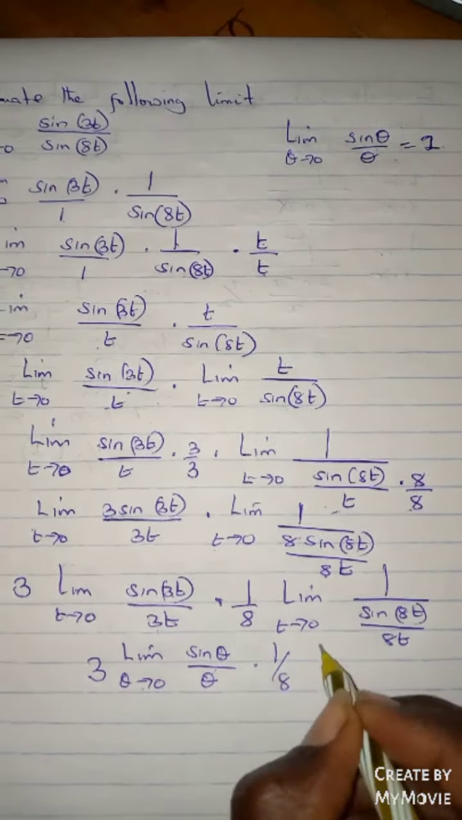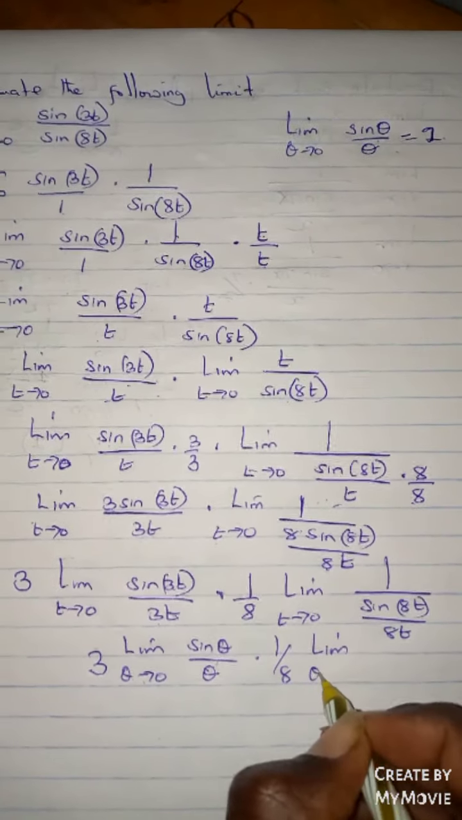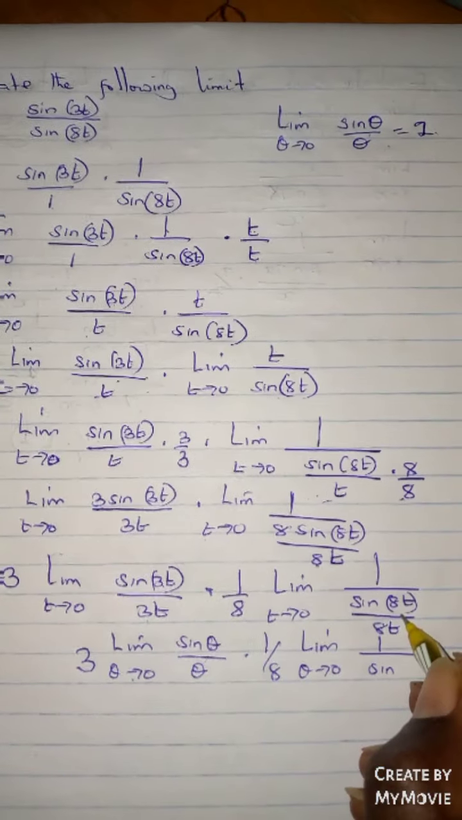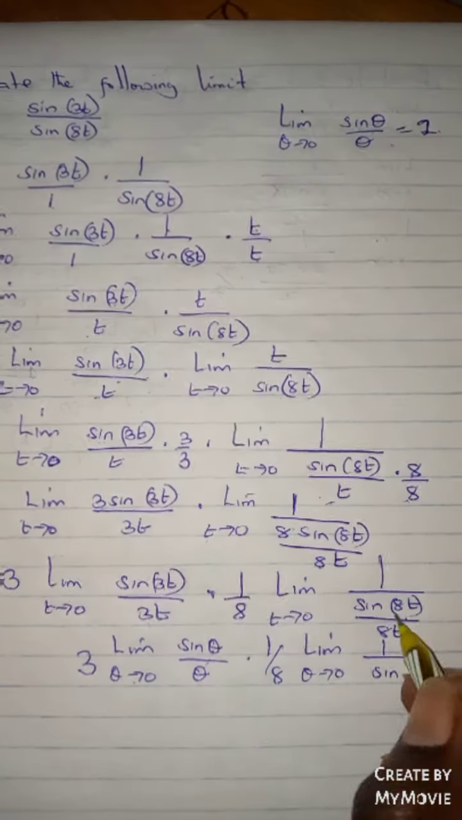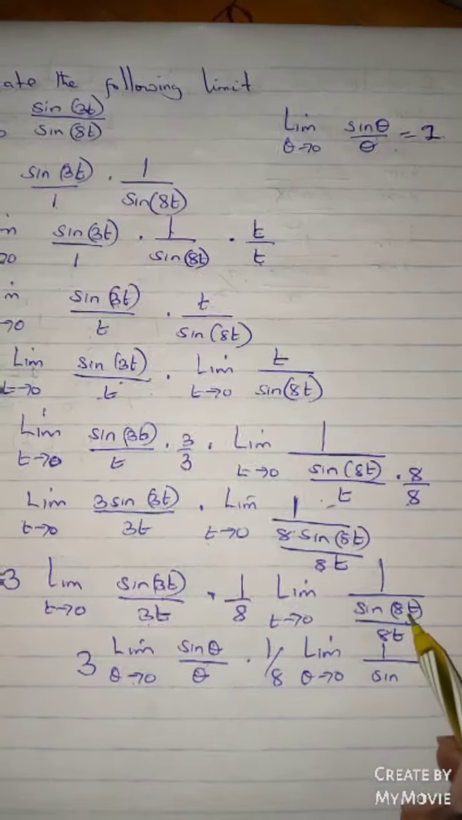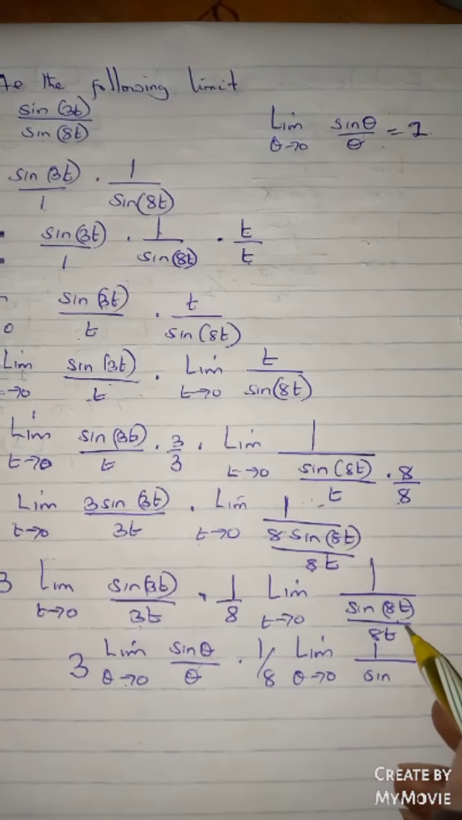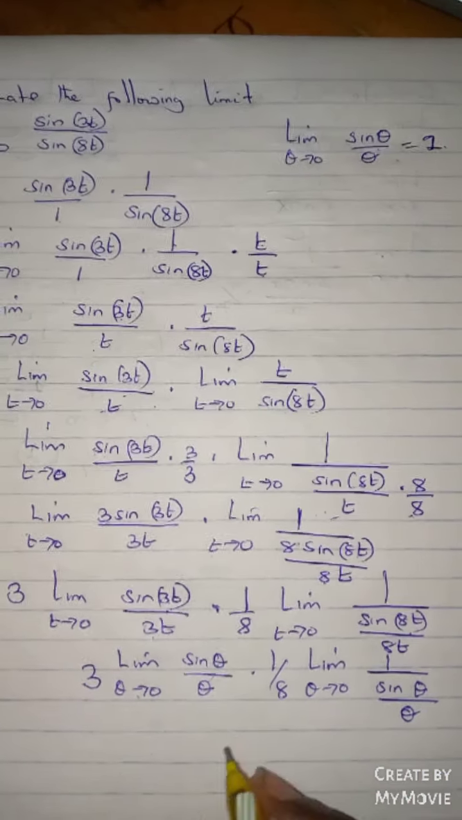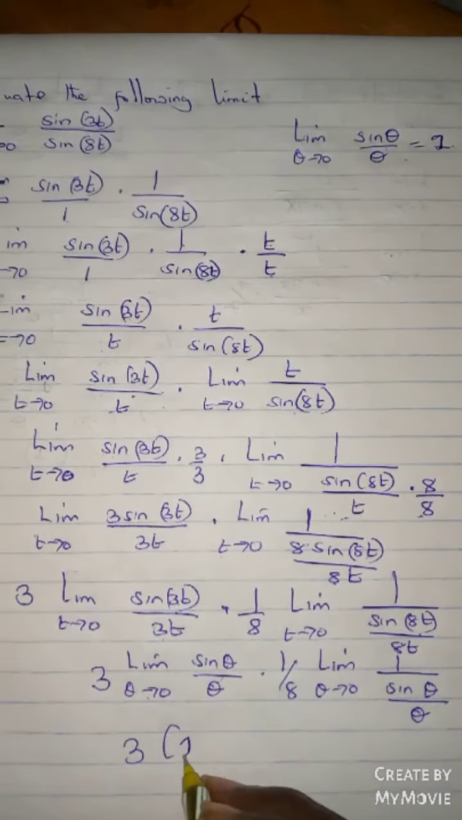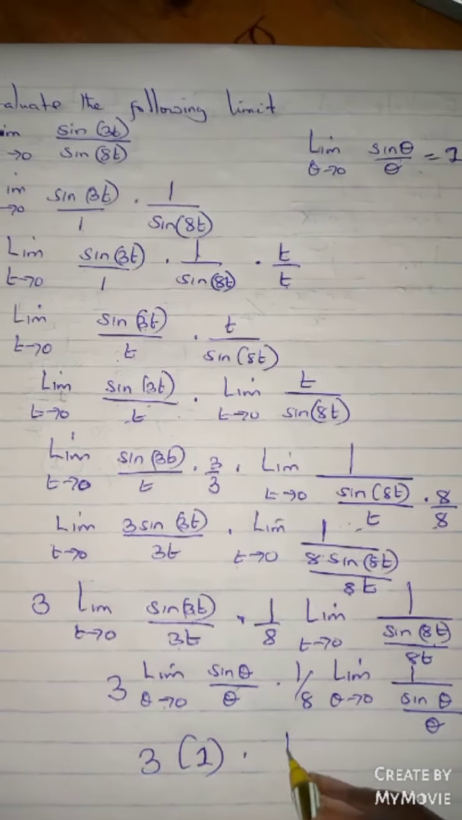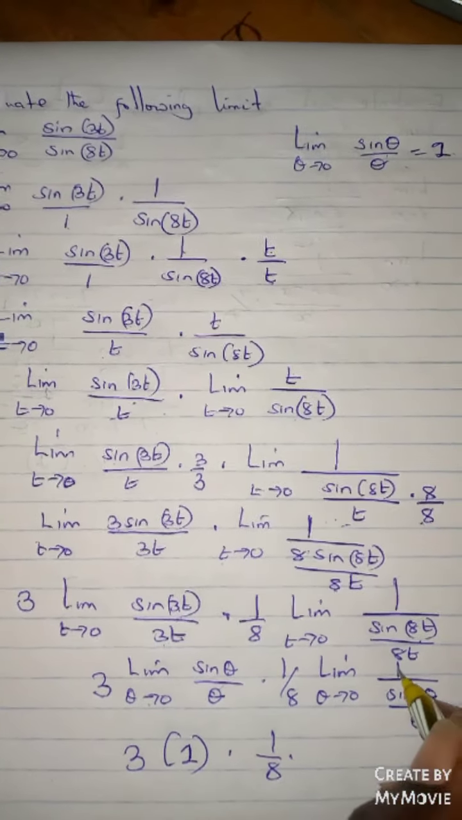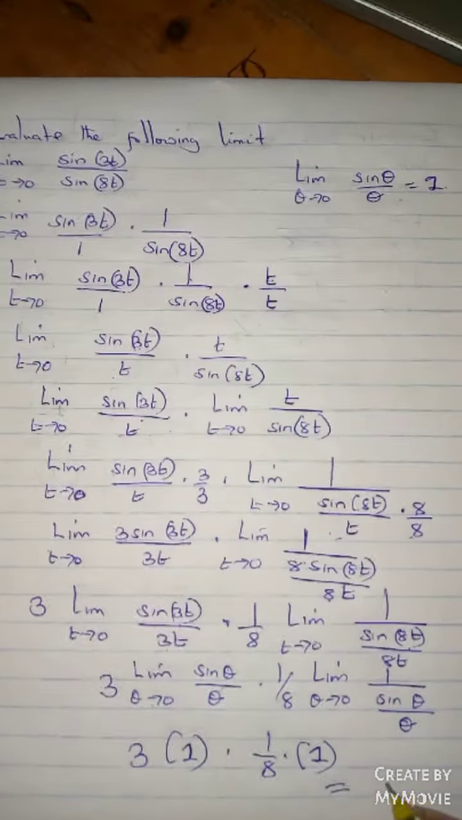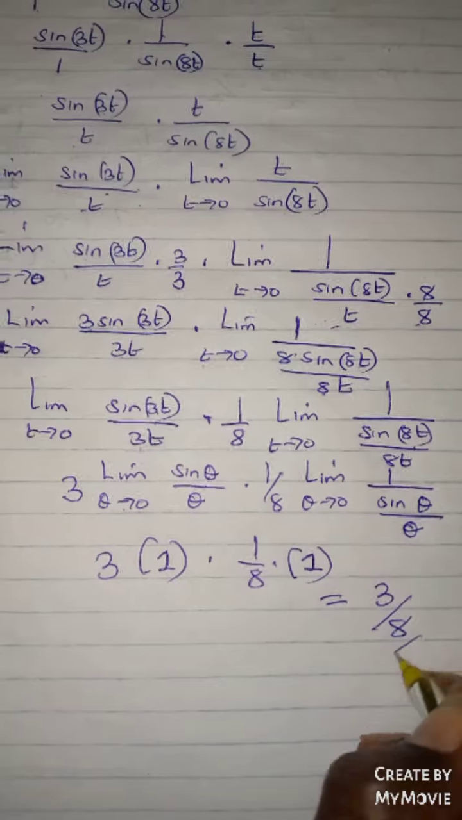Then we multiply by 1 over 8, the same as the limit as theta approaches 0 of 1 over sine of, in this case we define theta in two ways, as 3t, that is the first one. The second one, we will define theta as 8t, will be the sine of theta over theta. So that is 3 multiplied by 1, and then multiply by 1 over 8. We multiply by 1 divided by 1, you will get 1. So automatically this will give us 3 over 8, which is our limit.